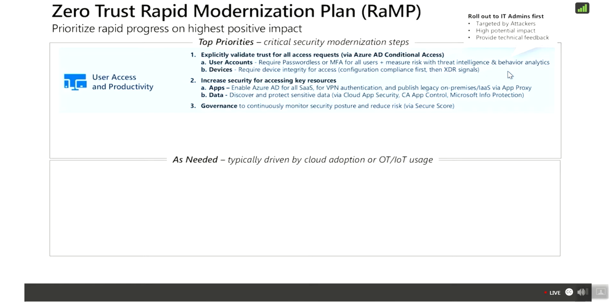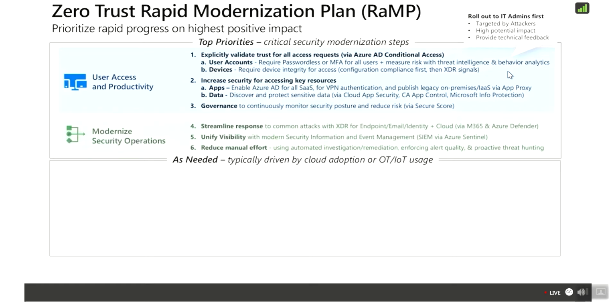Once we work with identities and devices, after that, modernize the security operations and try to automate the responses. Try to use things like Microsoft 365 Defender and Azure Defender. Of course, you would like to have a single place to go and have that visibility. You can use something like Azure Sentinel. Remember, all those different connectors that you have available can help you to have that visibility and automate response.